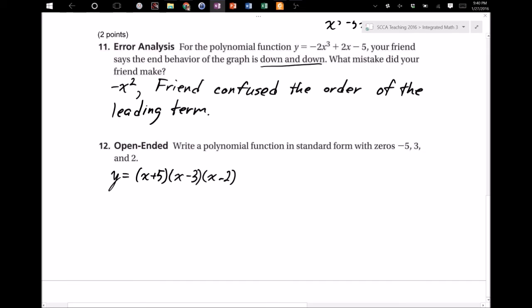And then we would do the same trick. We can multiply them out and get it in standard form. So that is the end of quiz 1 for lessons 1 and 2.